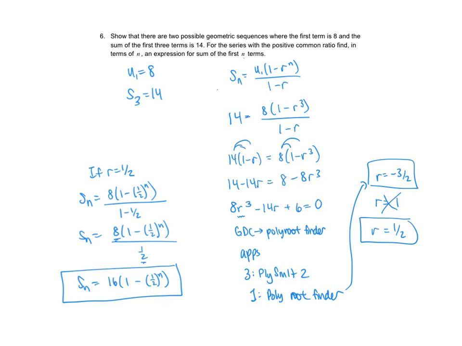Oh, but before we finish, actually, we should have double-checked that these 2 worked. So we would have 8. 8 times negative 3/2 would be negative 12. Times negative 3/2 would be 18. And then if we did the sum of those terms, so 8 plus negative 12 plus 18, the sum of those first three terms is 14, so that one works. And if r is 1/2, we would have 8. 8 times 1/2 is 4. 4 times 1/2 is 2. Let's check. 8 plus 4 is 12 plus 2 is 14, so that works as well.